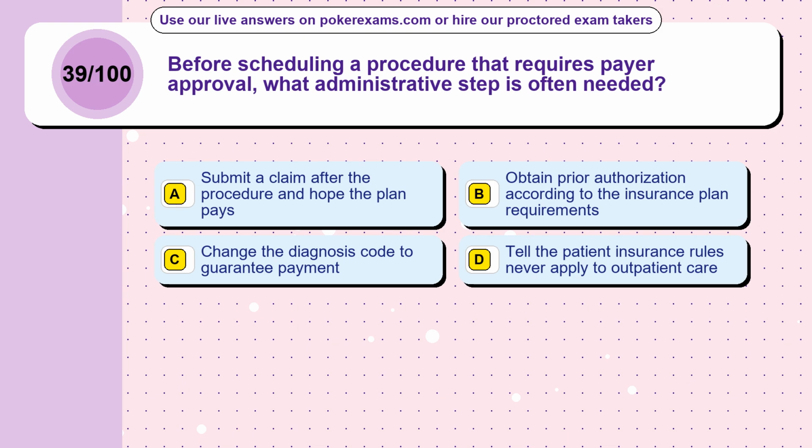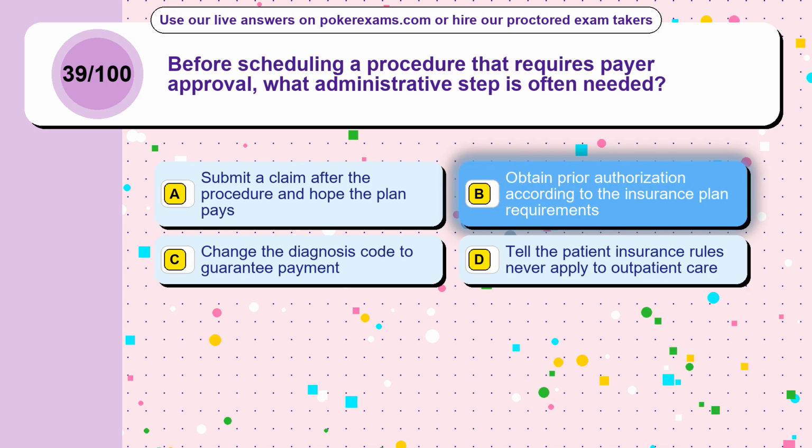Question 39. Before scheduling a procedure that requires payer approval, what administrative step is often needed? Option A. Submit a claim after the procedure and hope the plan pays. Option B. Obtain prior authorization according to the insurance plan requirements. Option C. Change the diagnosis code to guarantee payment. Option D. Tell the patient insurance rules never apply to outpatient care.